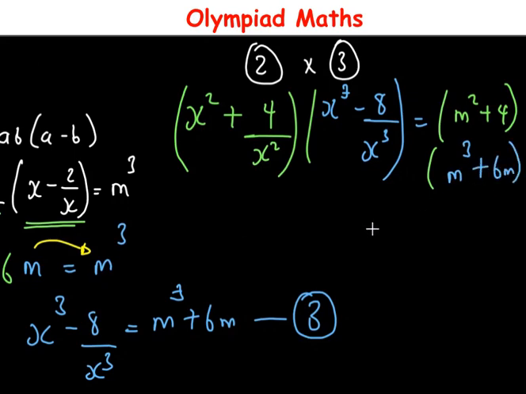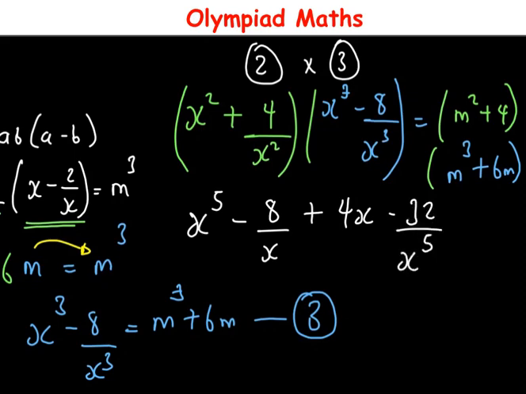So multiplying this equation, x² will multiply x³, we have x raised to power 5, then x² will multiply minus 8 over x³, we're going to have minus 8 over x, because x² will cancel x³, we have only x standing. Then 4 over x² will multiply x³, we're left with plus 4x, then 4 over x² will multiply 8 over x³, we are left with minus 32 over x⁵.